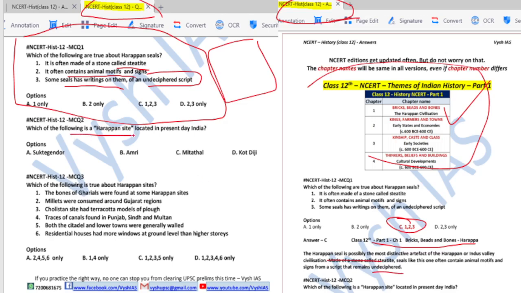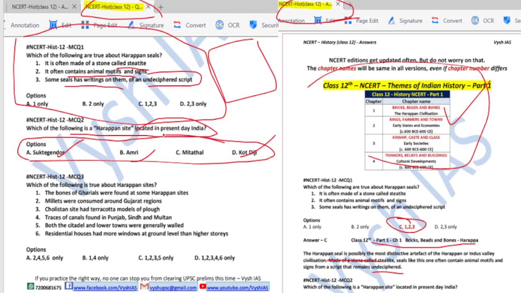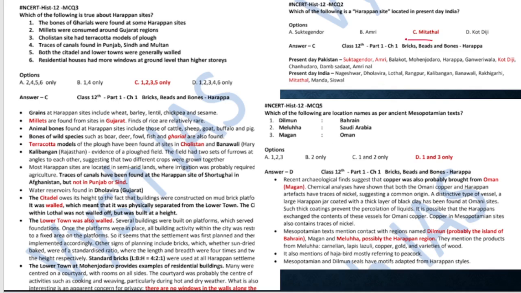Which of the following Harappan sites is located in present day India? Four sites are given. All are Harappan sites, but in present day India, meaning after partition, three of them went to the Pakistan side. Sutkagendor is in Pakistan, Amri is in Pakistan, Kot Diji is in Pakistan. Only this one is actually now in India.